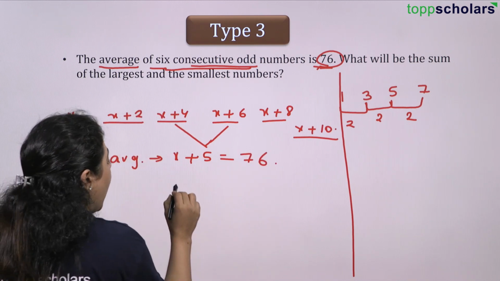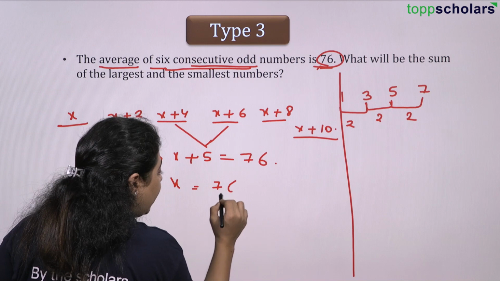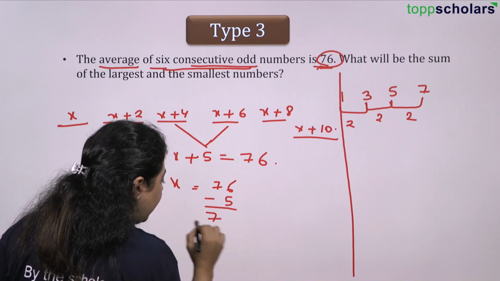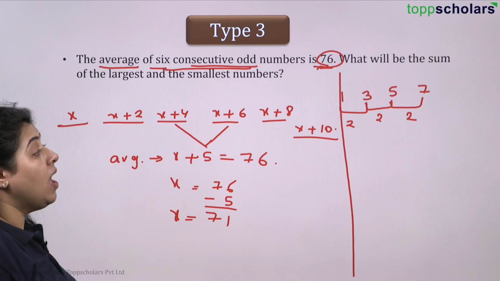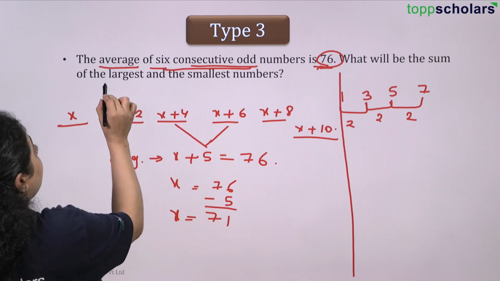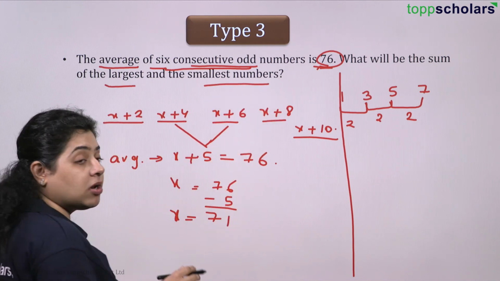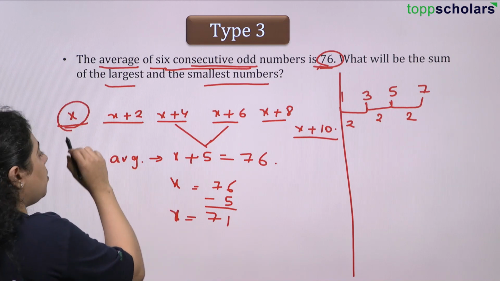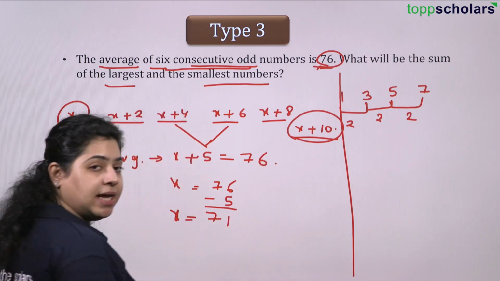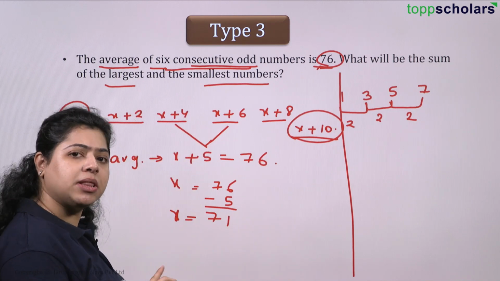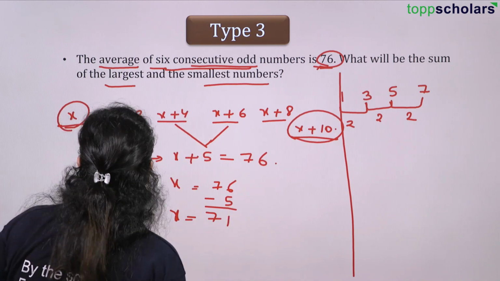Okay? So our x will be what? It will be 76 minus 5, which is 71. So the value of x is 71, is what we have received. Now the question is asking the sum of the largest and the smallest number. The smallest number will be x, is what we understand. Right? And the largest number will be x plus 10. We have to find out the sum, that is, the addition of both the numbers. So how much will it be?